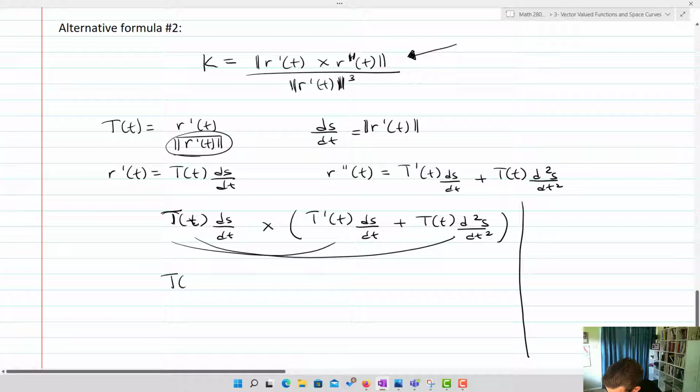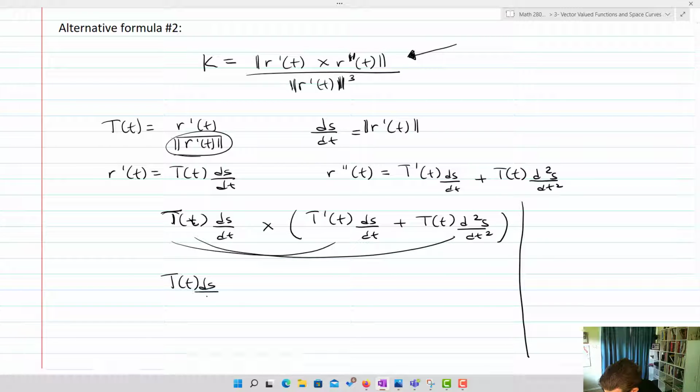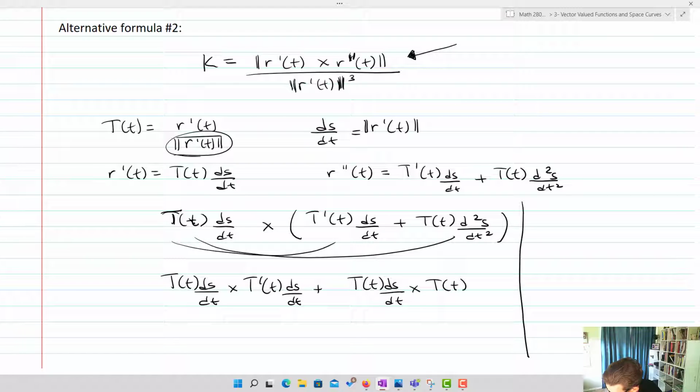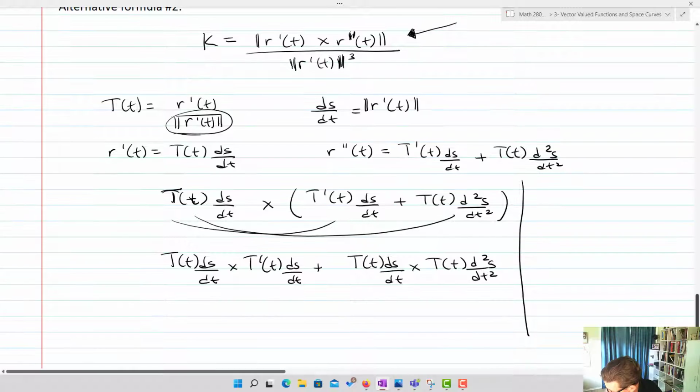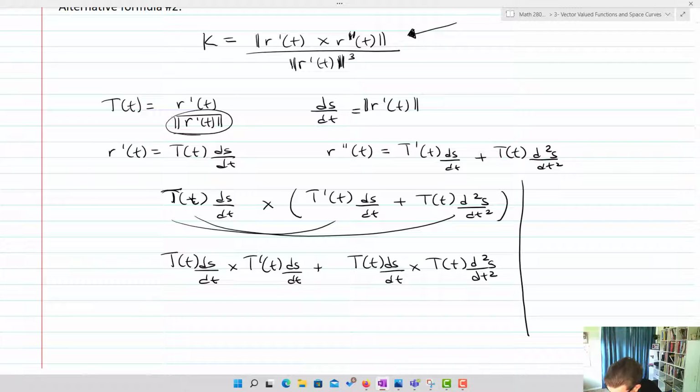So this is going to give me T of t ds dt crossed with T prime of t ds dt, plus T of t ds dt crossed with T of t d squared s dt squared. Now these are derivatives, and if you remember, we can also pull the derivatives out, or take the derivatives of the entire cross product.